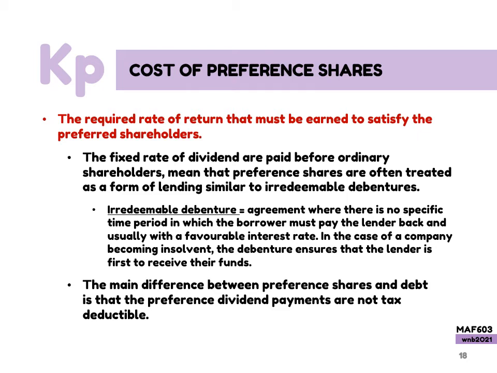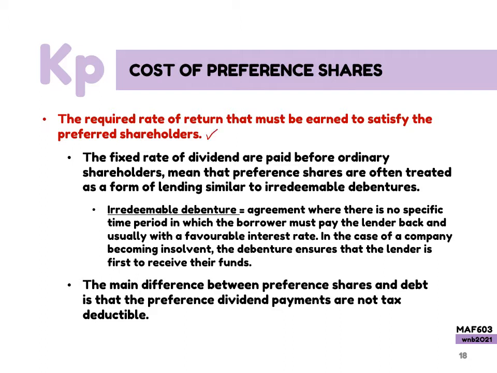Hi class, we're going to continue our chapter 4, Cost of Capital, in which in this video I will focus on KP, the cost of preference shares, as well as the KD, the cost of debt. Let us have a look at KP first. Cost of preference shares is the required rate of return that must be earned to satisfy the preferred shareholders.